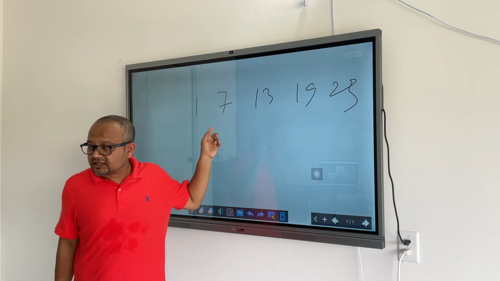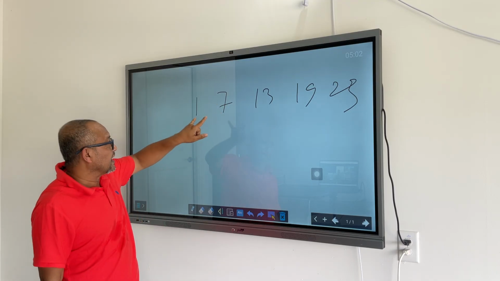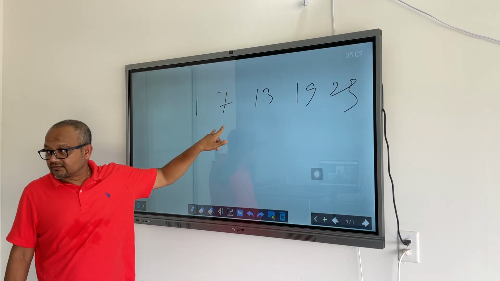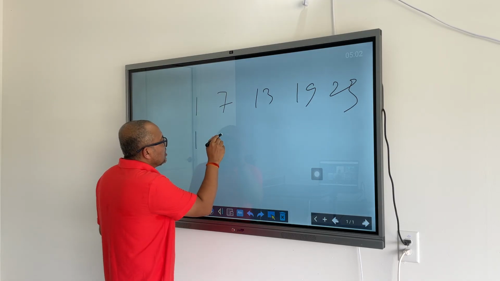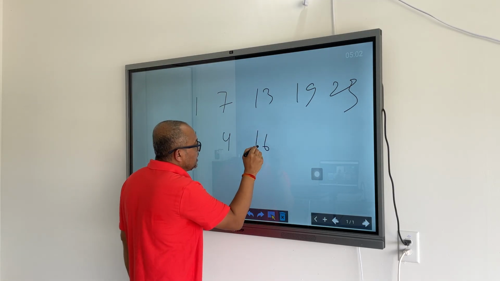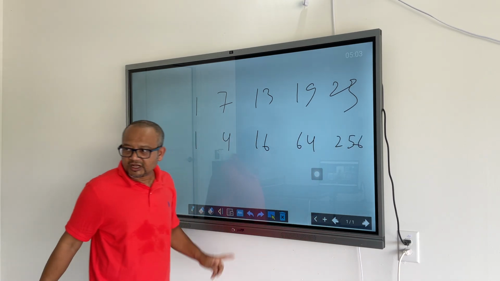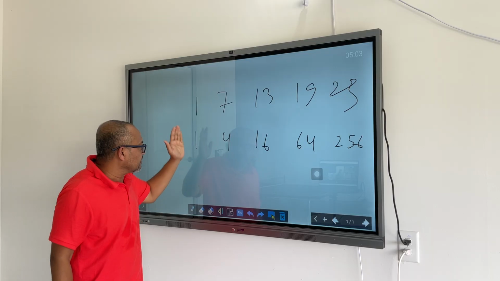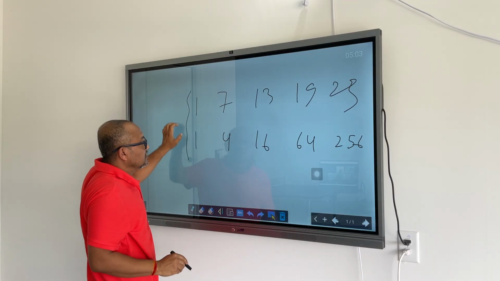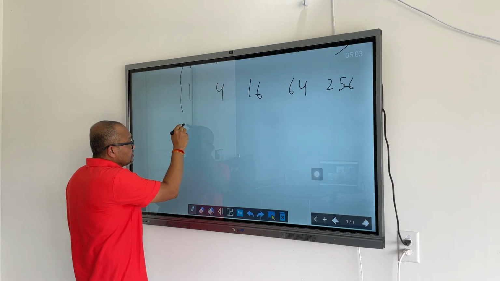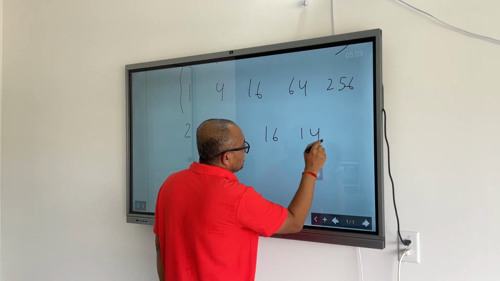So this is a predictable pattern. It's an increasing pattern where every next number is derived by adding a fixed number to the previous number, and that is fixed. Similarly, you can have patterns like 1, 4, 16, 64, 256, and it just goes on. And again, every next number is derived by multiplying the previous number by 4. So these are examples of increasing patterns. Similarly, you can have a decreasing pattern also: 20, 18, 16, 14, 11.